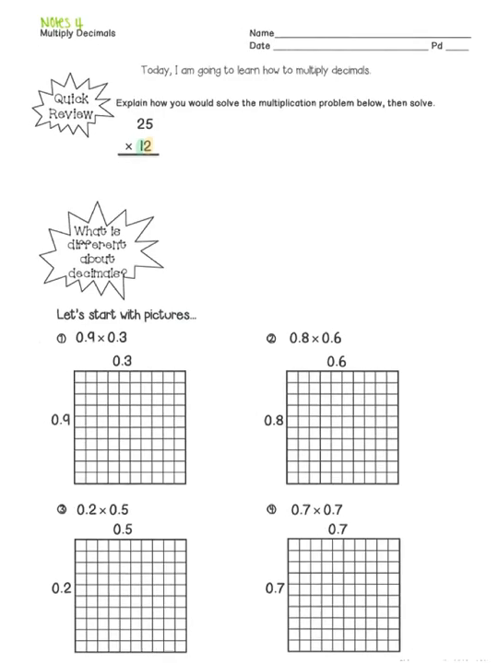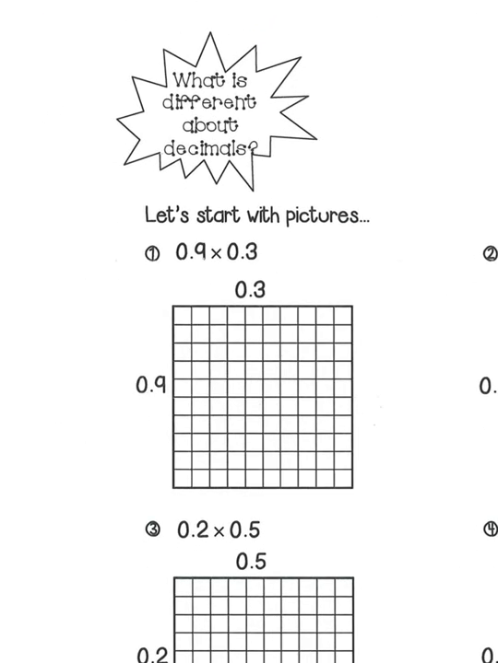Okay, so let's start out doing it with a model, with the picture. So I have 0.9 times 0.3. They gave me this hundredths model. That TH is important, remember that, okay? Each little square represents 1/100th. The rows are 1/10. So with my hundredths model, I have 0.3 and 0.9.